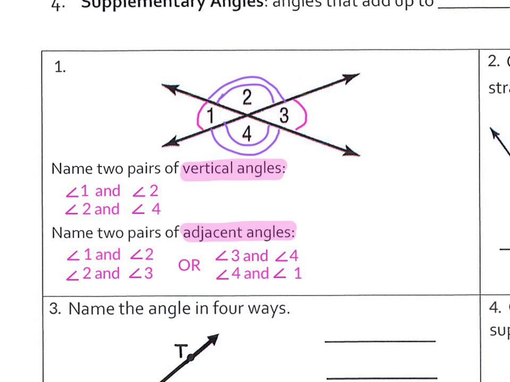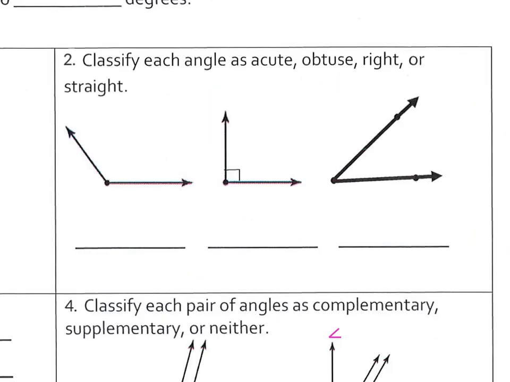Okay, let's look at number 2. In number 2 here, this is telling us to classify each angle, identifying it as either acute, obtuse, right, or straight. So again, to answer this question, we need the vocab. What is an acute angle? What is an obtuse angle? What is a right angle? And what is a straight angle?